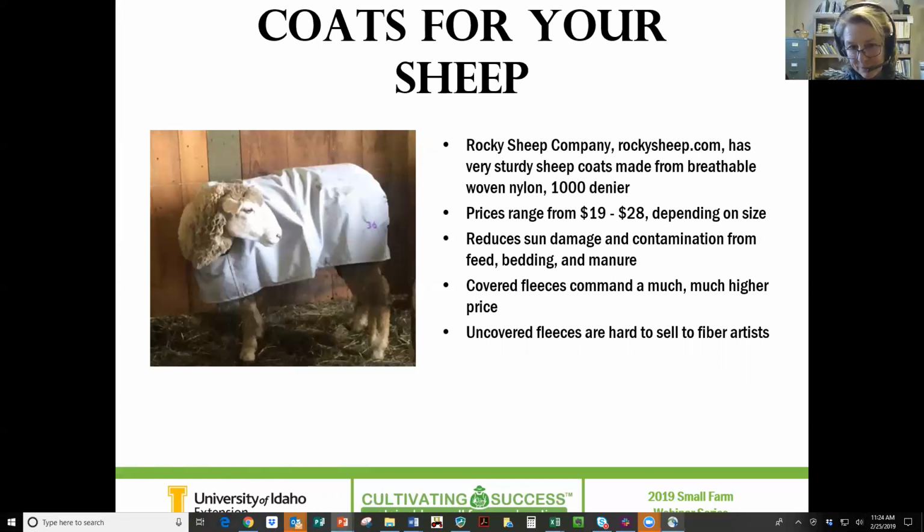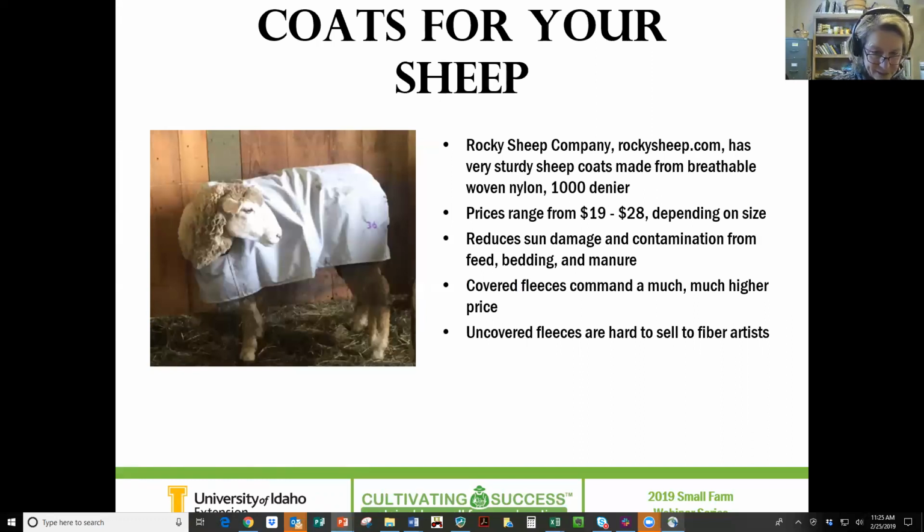Okay, just talking for a moment about coats for your sheep. I've spent a lot of time researching this, and I've tried making them as well. I really feel that this Rocky Sheep company has an excellent product, and I have not seen another company in the US that does as good a job. They use 1000 denier woven nylon, and the prices are between $19 to $28 depending on the size.